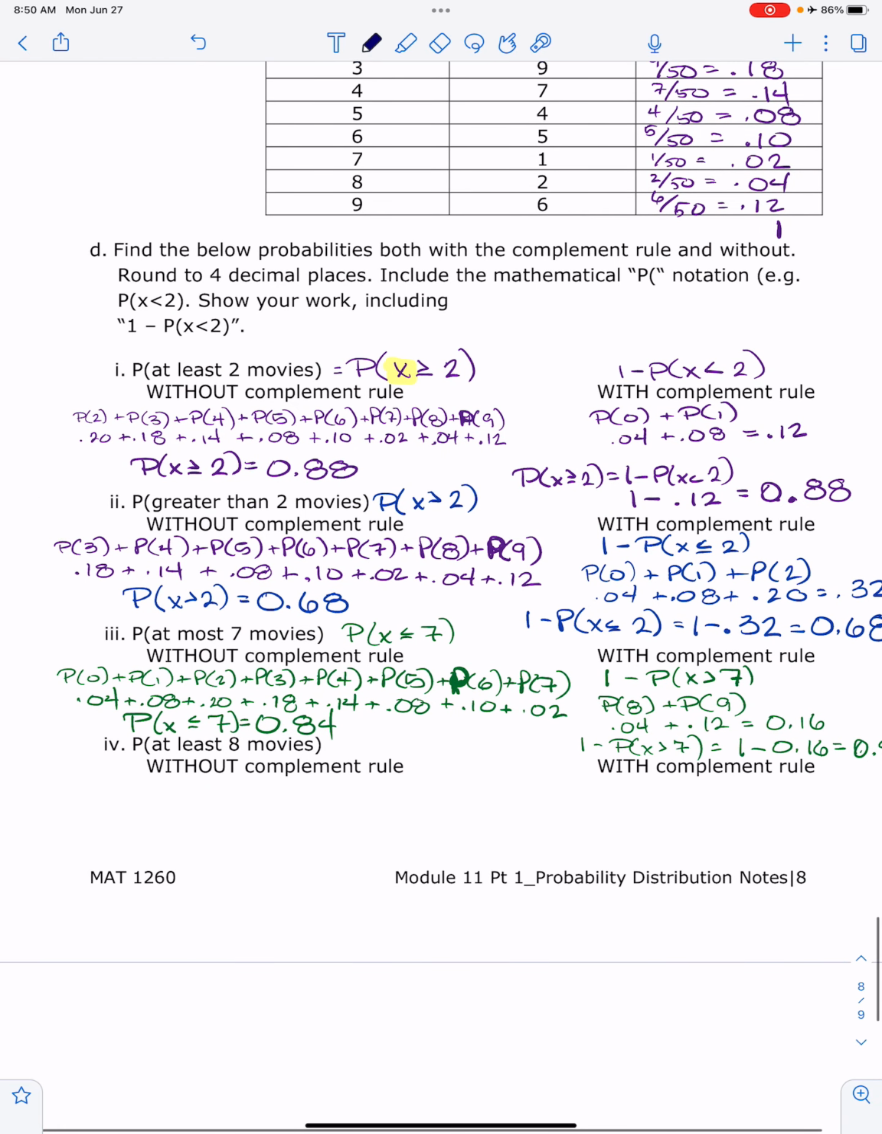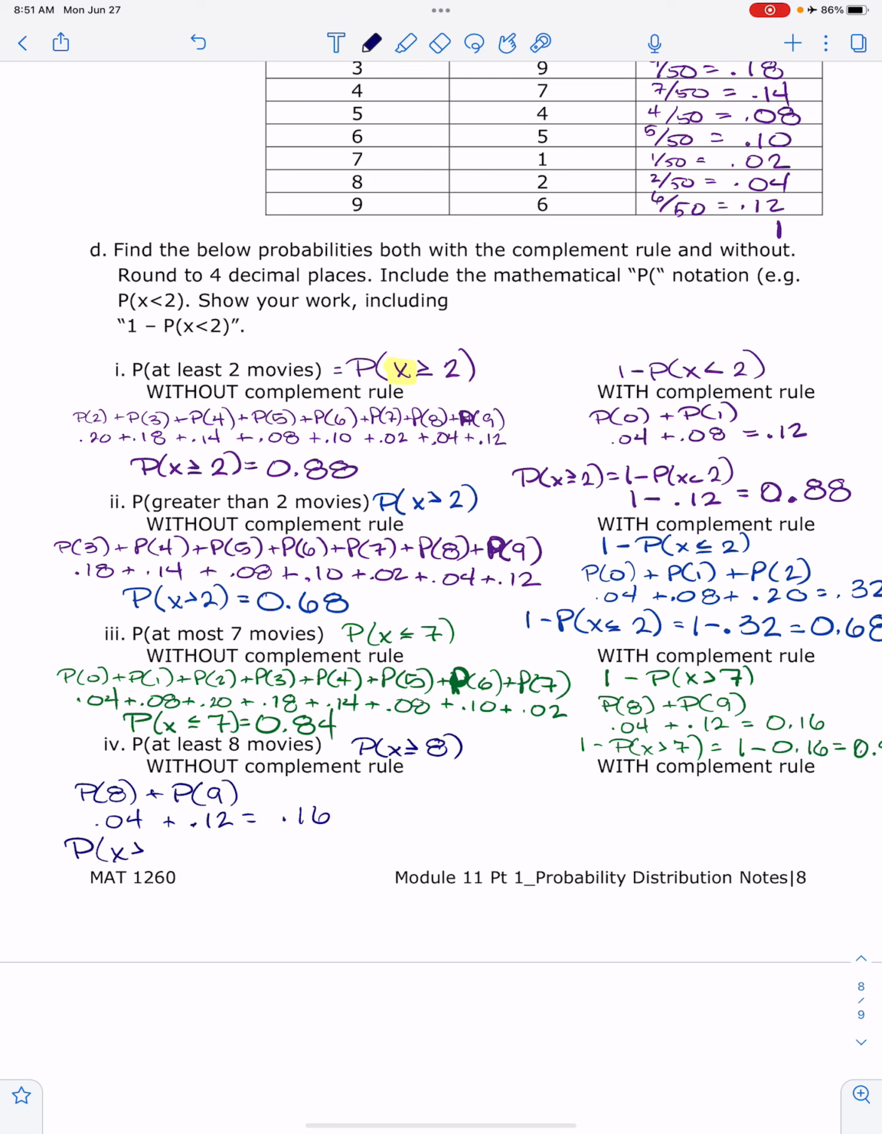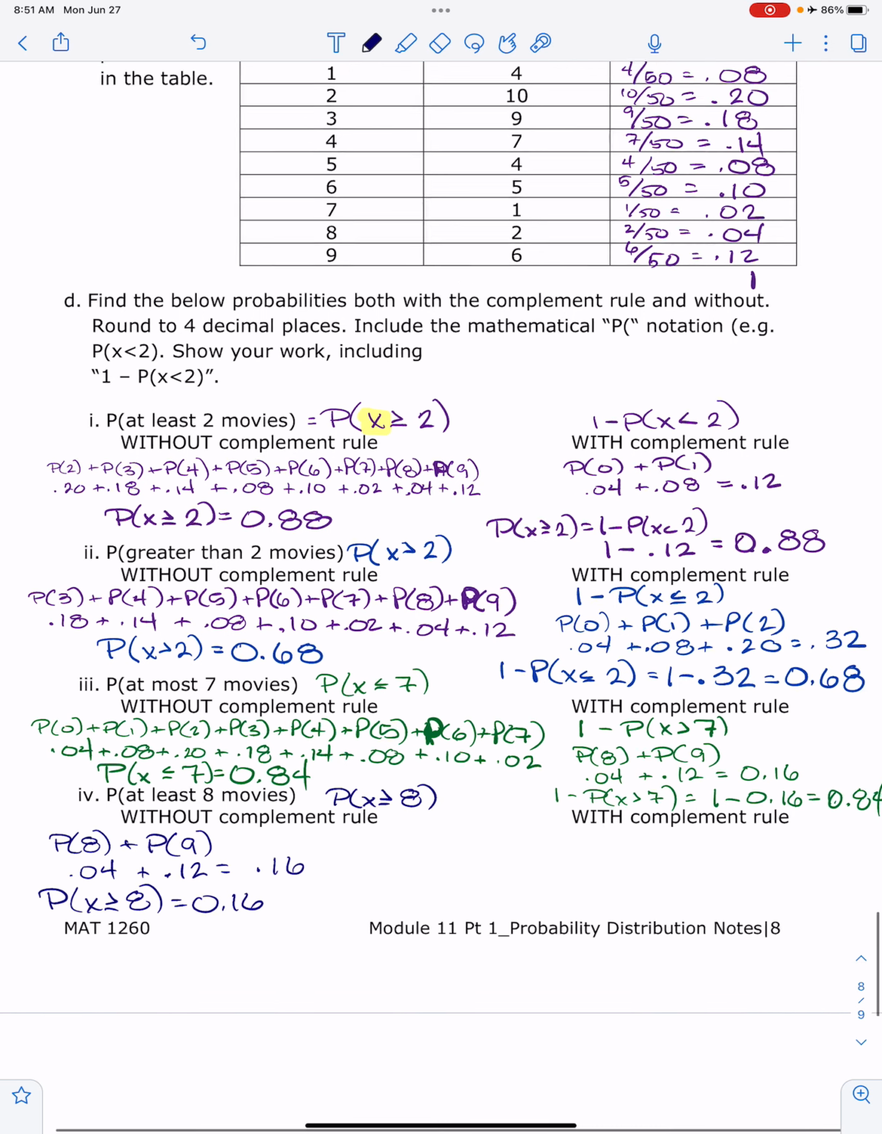Last one, at least 8 movies. So that's the probability that X is greater than or equal to 8. So the probability of 8 or 9. This one's not bad. I get 0.04 plus 0.12. This is basically what we just did. So the probability that X is greater than or equal to 8 is 0.16.